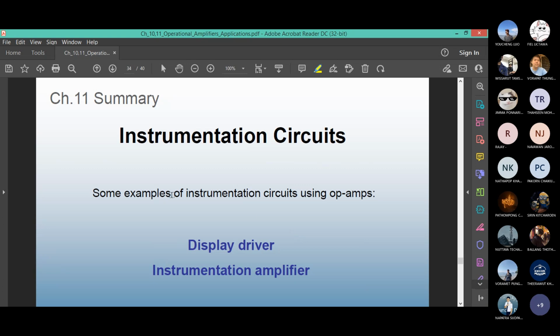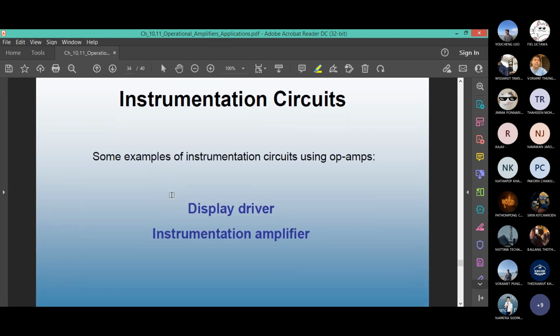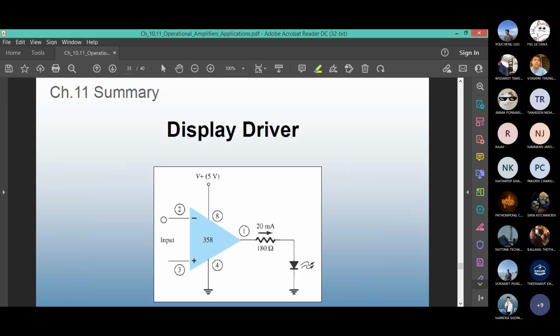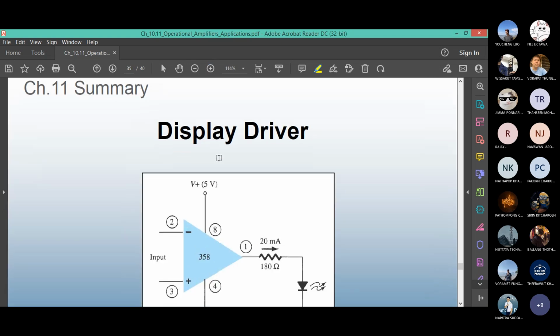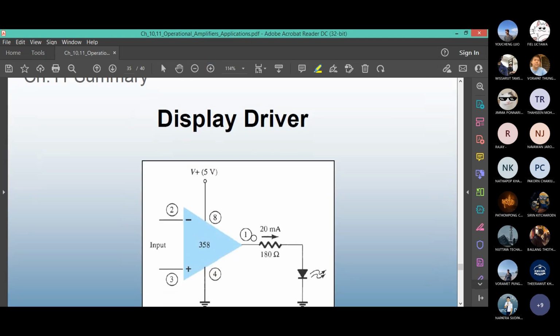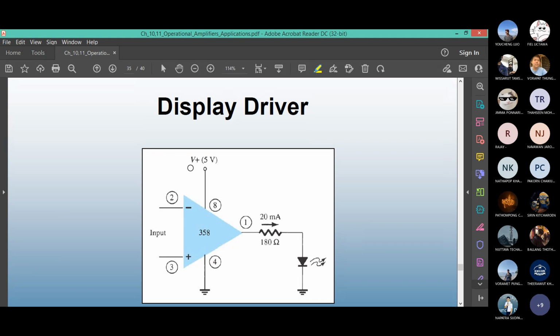Another common op-amp application is in instrumentation, driving a display, driving an instrumentation amplifier. This is how it works. You see some circles with numbers. These are the pin numbers. Pin number 2 is inverting, pin 3 is non-inverting. Pin numbers 8 and 4 are the supply, V saturation positive and negative. So you provide the DC voltage here. The other one you can ground. Pin number 1 is the output.